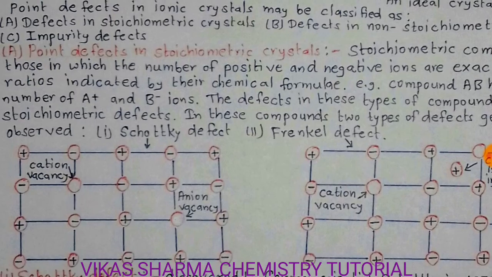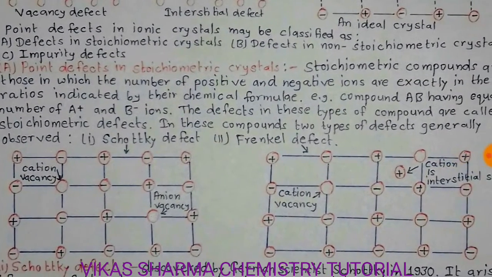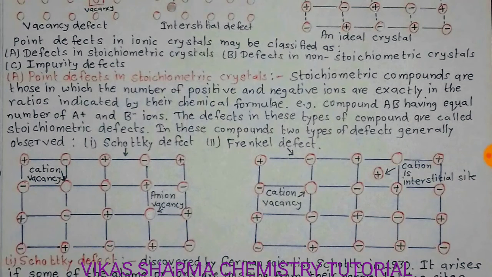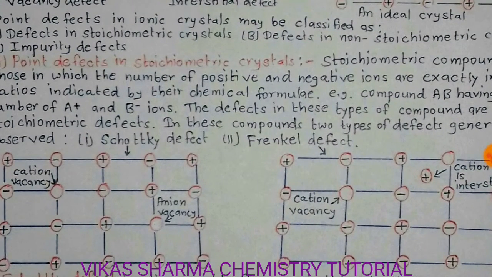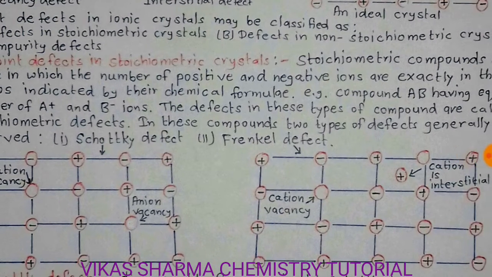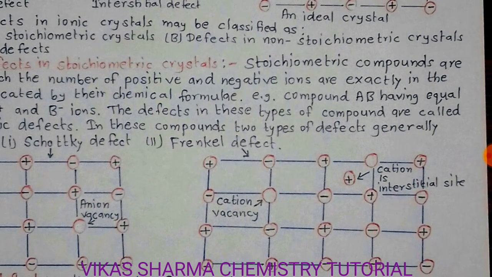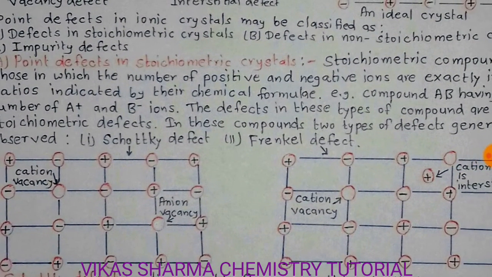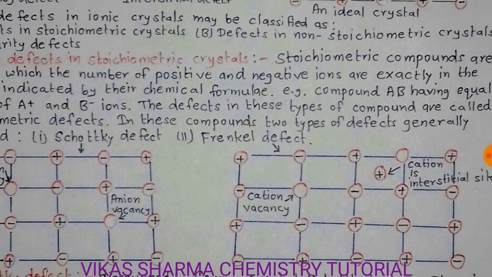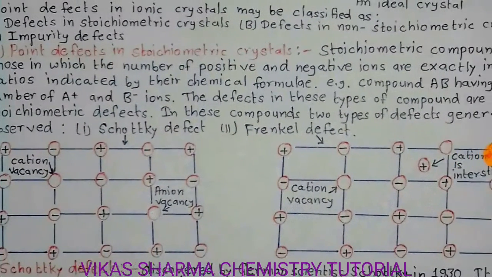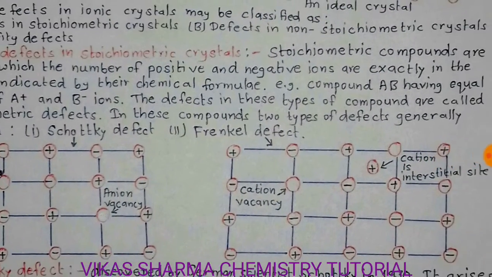First one, point defects in stoichiometric crystals. Stoichiometric compounds are those in which the number of positive and negative ions are exactly in the ratio indicated by their chemical formula. Example, compound AB having an equal number of A positive cations and B negative anions. The defects in these types of compounds are called stoichiometric defects. In these compounds, two types of defects are generally observed: Schottky defect and Frenkel defect.